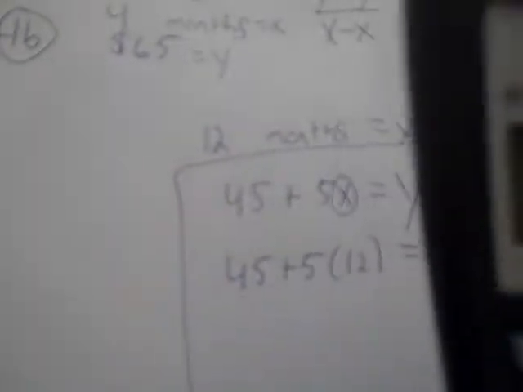So 45 plus 5 times 12, that's going to be 105, okay? So 105 equals y. Again, the y had nothing with it, so I'm able to just plug that into my calculator. So it's $105.